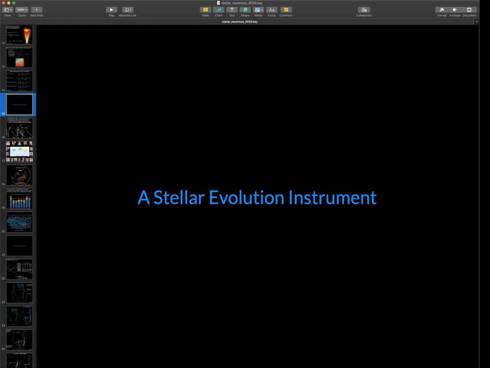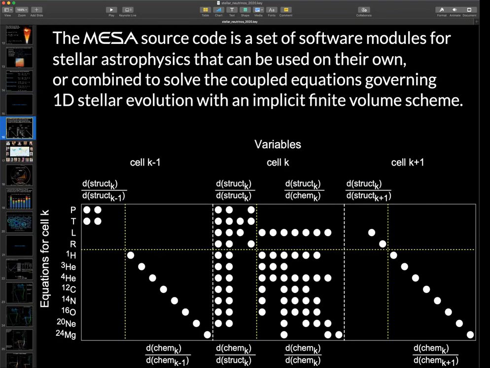So I have just a few slides on a stellar evolution instrument. The MESA source code is a set of software modules for stellar astrophysics that can be used either on their own or combined to solve the coupled equations governing 1D stellar evolution with an implicit finite volume scheme. So the image there is three rows of the Jacobian matrix. The left axis there is the equation for cell K, so everything in here is just for one cell. And then across the horizontal is where you're coupling cell K with the previous cell, cell K minus one, and cell K plus one.